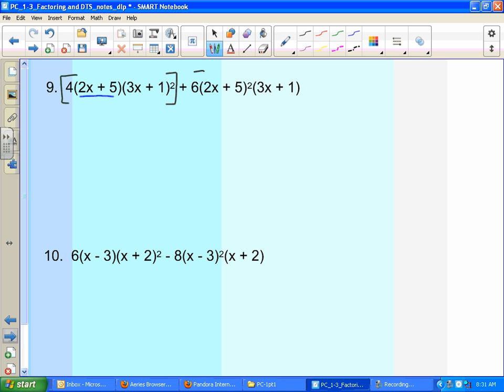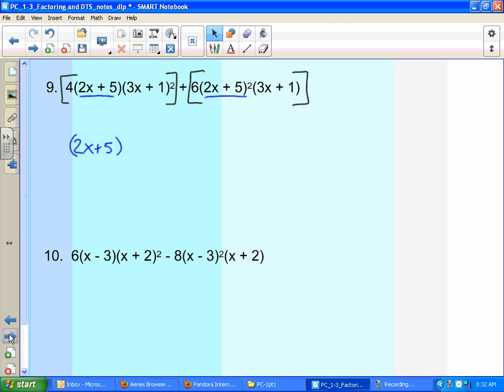And then I have this big chunk and I'm pulling out what's common. So 2x plus 5, and then I have a 2x plus 5 squared. And we said earlier that when there's a common factor that has a power, we pull the smallest power out. So I know that a 2x plus 5 is going to come out of both of those.